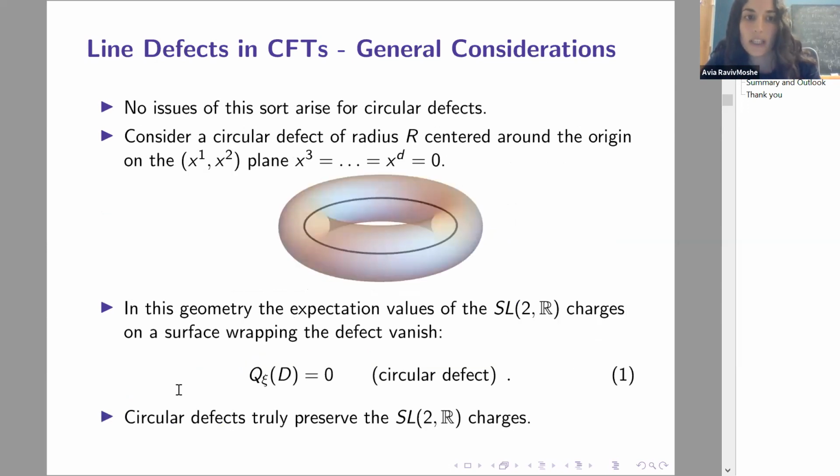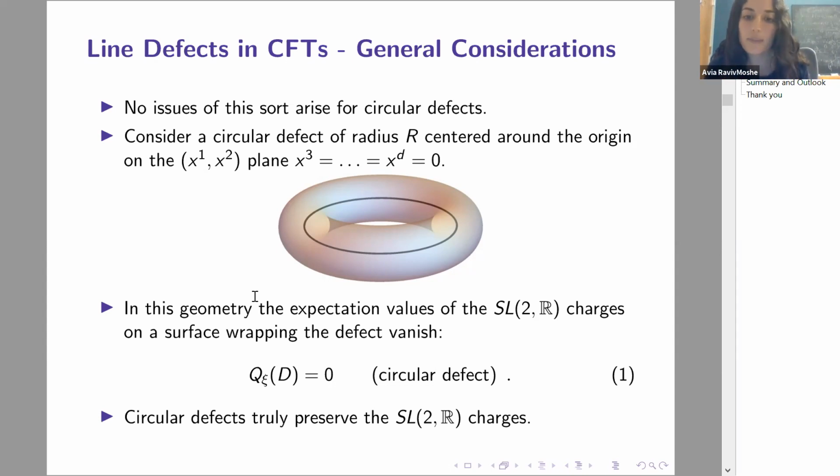However, no issues of this sort arise for circular defects. So we consider a circular defect of radius r that is centered around the origin of the x1, x2 plane, and the other coordinates sit at 0 for the defect. And in this geometry, we can again wrap our line operator with some surface that wraps the defect like a torus, like in the figure.